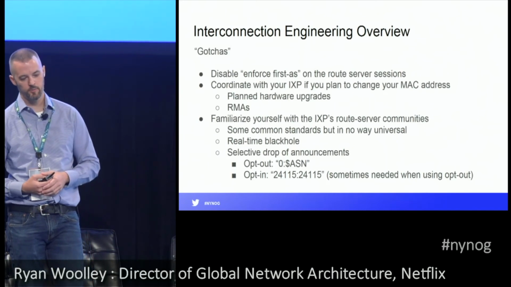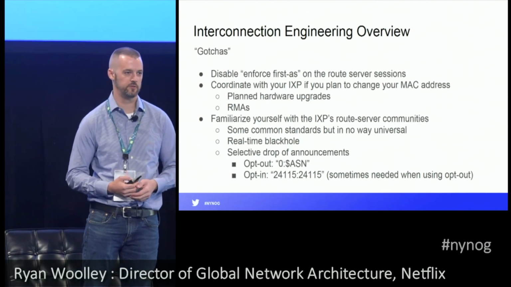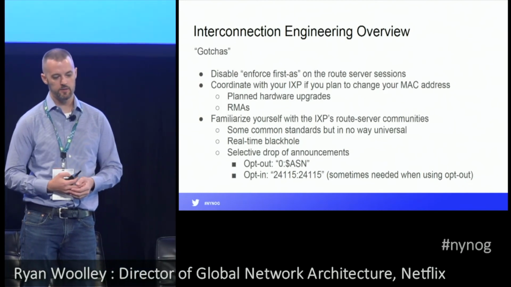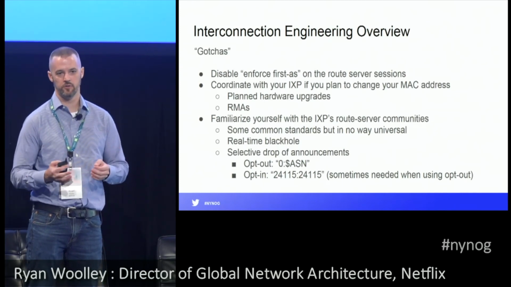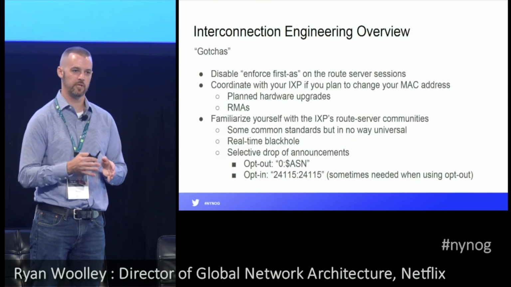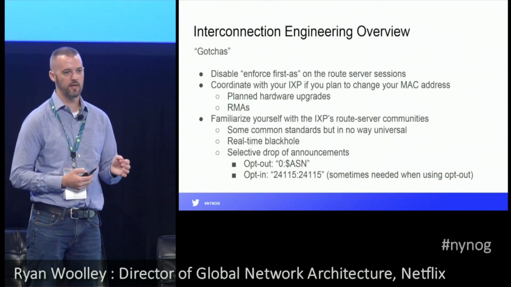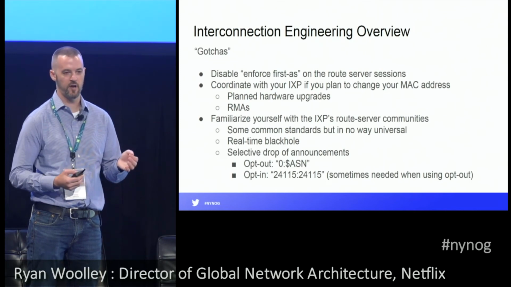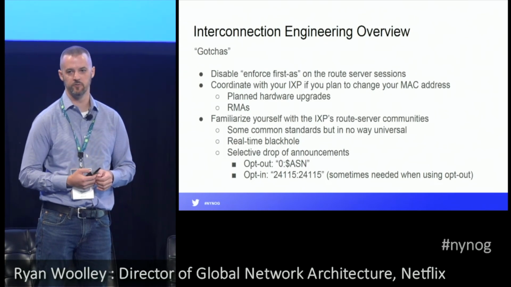A couple things that you may run into if you're new at IXP peering that are worth mentioning, so you don't trip on them. There's a feature in BGP called Enforce First AS, which ensures that the first item in the AS path that's received from a given peer matches that given peer's ASN. Route servers sort of break that. That's a function of the way they operate. So you'll need to disable first AS on the route server sessions to do that.